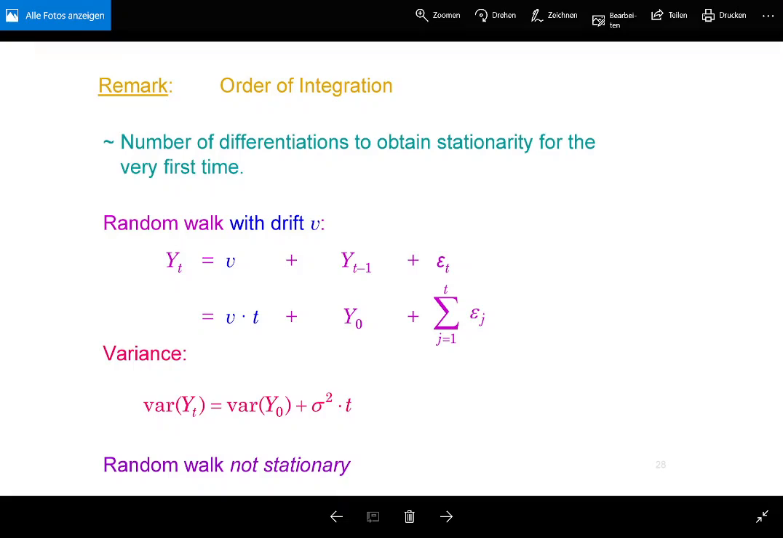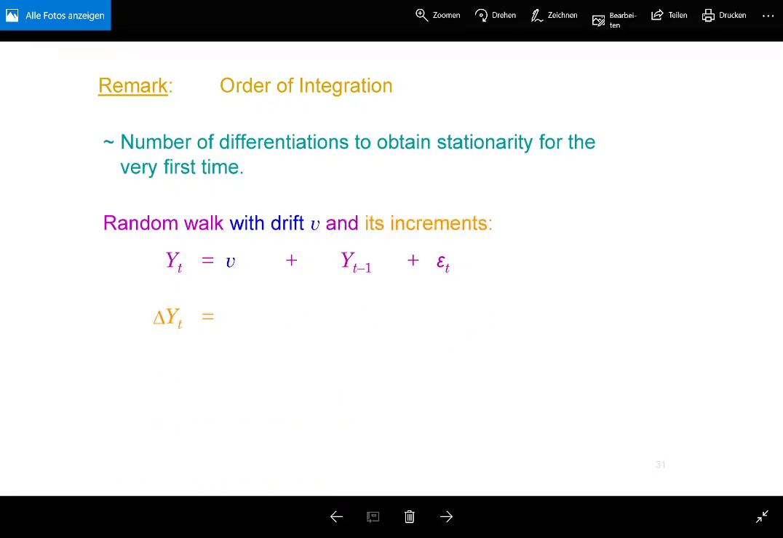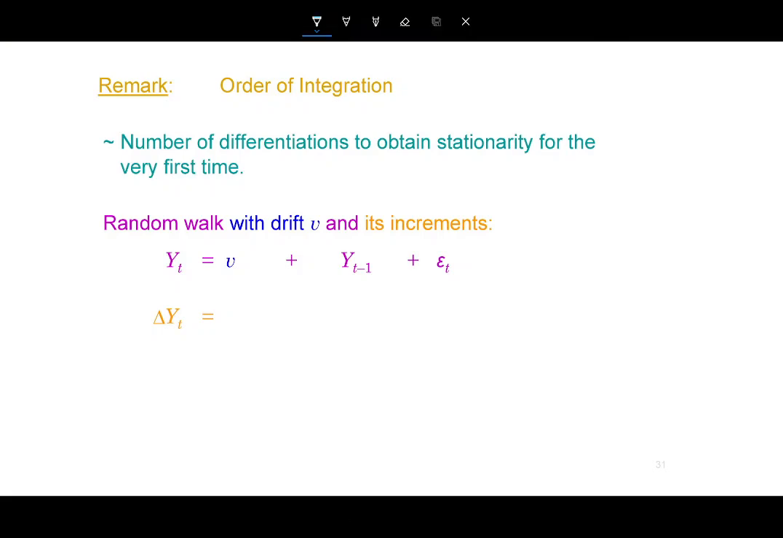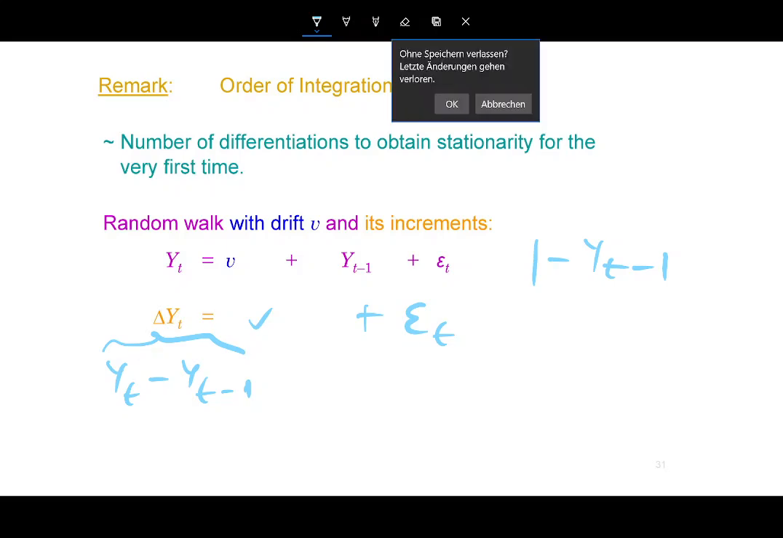Now, when it comes to the increments of the random walk, how would you get those increments? You simply subtract y_{t-1} on both sides. Then you have y_t minus y_{t-1}, which are the increments. And so that's it, okay? Then you have the constant plus the noise. And that's what the increments of the process would look like.